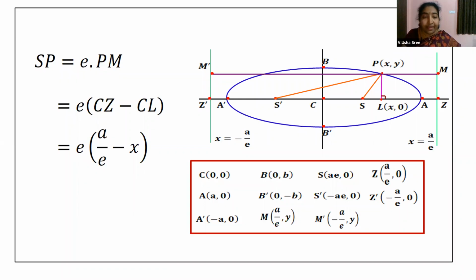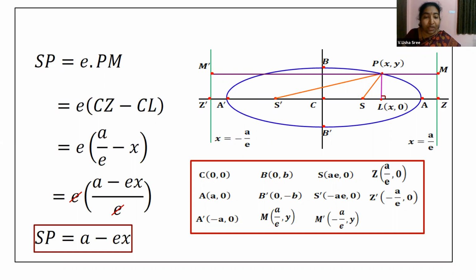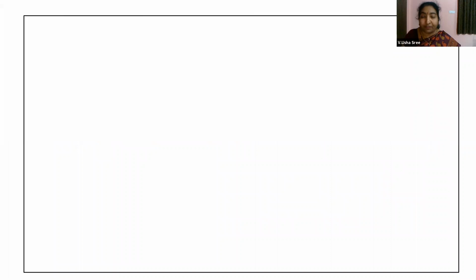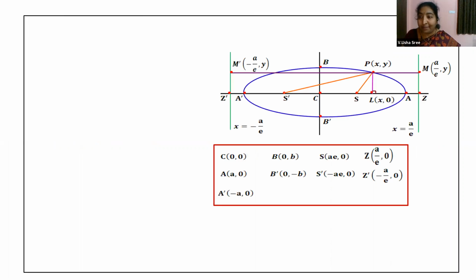All right. Then just take LCM in the bracket part. You will have it as A minus EX by E. E gets cancelled, children. So we will be left with SP is equal to A minus EX. Right. Now we'll quickly move to the next part of the proof. The same diagram we are taking, children.